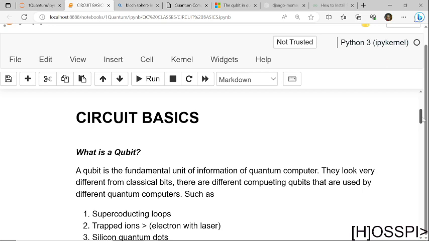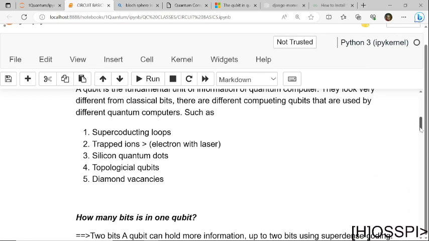There are different qubits that are used by different computers, as there are different types of quantum computing. We have superconducting loops, we have trapped ions, which are ions with lasers, and we have silicon quantum dots, and also we have the topological qubit and diamond.